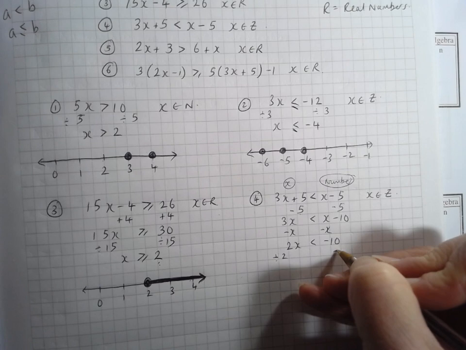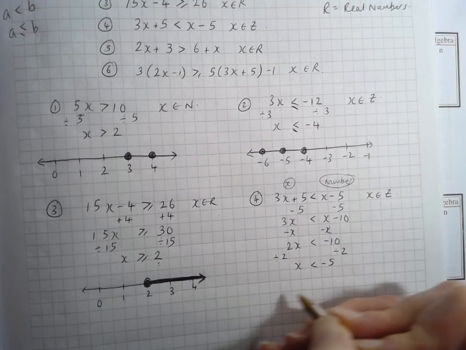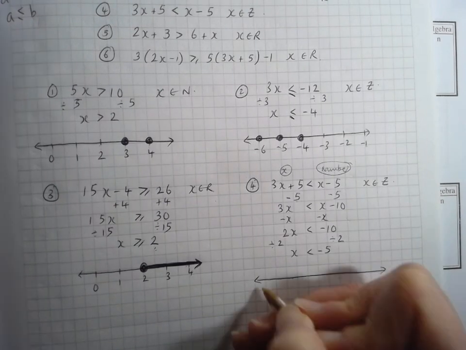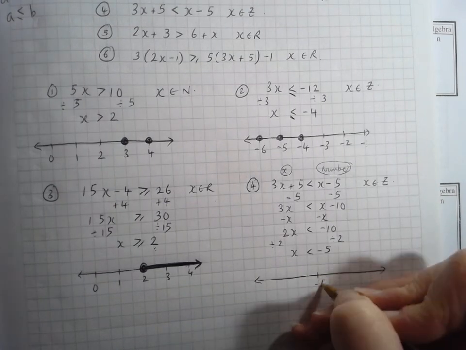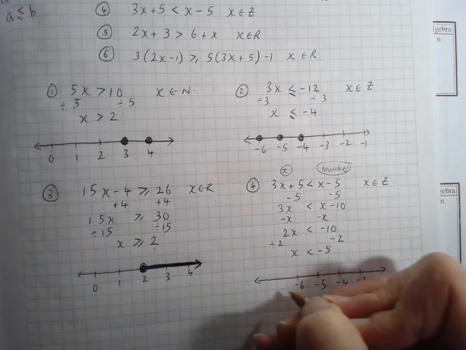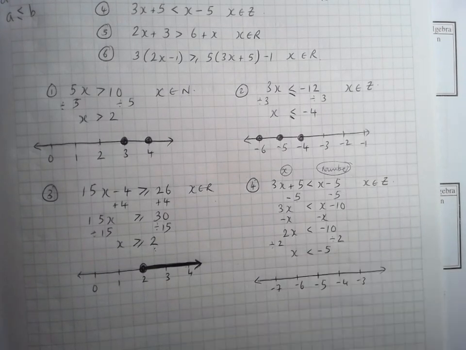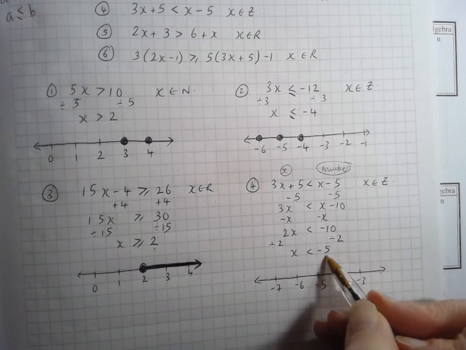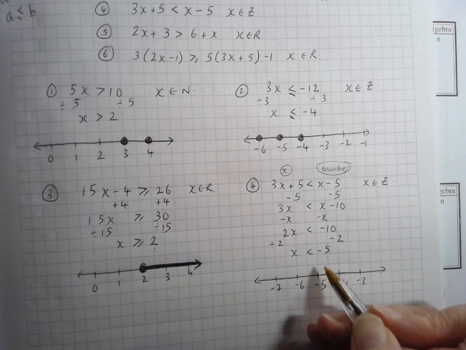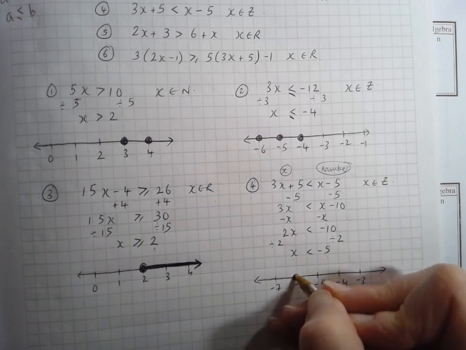Okay, and I'm going to do my number line. Again, draw a number line, stick your number in the middle. Minus 5, minus 4, minus 3, and then minus 6, minus 7. So x is less than minus 5, so it's going to be this side of minus 5, to the left. Minus 5 is not included, so no dot on minus 5. It's only integers, only positive and negative whole numbers, so I'm only doing dots.